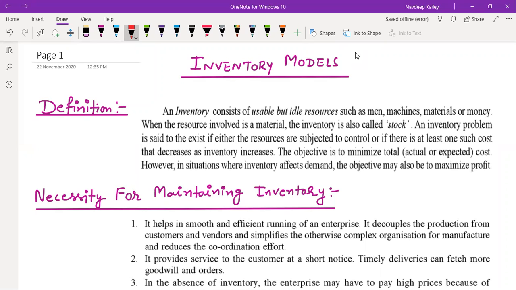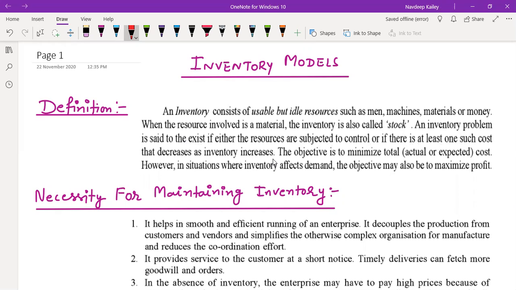Let's start with the definition of inventory. What inventory means is, an inventory consists of usable but idle resources such as men, machines, materials, or money. When the resource involved is a material, the inventory is also called stock. An inventory problem is said to exist if either the resources are subject to control, or if there is at least one such cost that decreases as inventory increases.